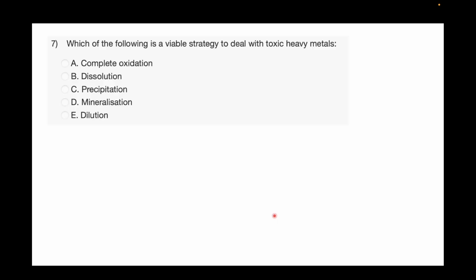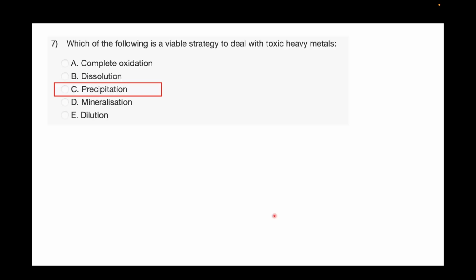Okay, I think it's time to revisit this question. Let us check what are the answers in the comment box. Which of the following strategy is viable for dealing with toxic heavy metals? Ashwini has answered option C and Tuhin is saying option C. Okay. Correct answer to this question is option C. Both Ashwini and Tuhin are correct. Well done. Precipitation method, precipitation by microorganisms, is the correct strategy to deal with toxic heavy metals.